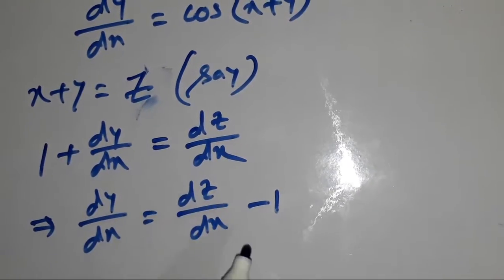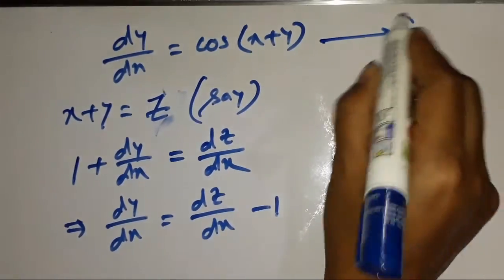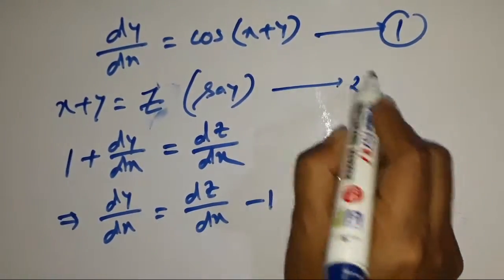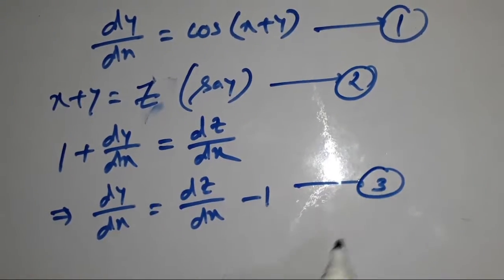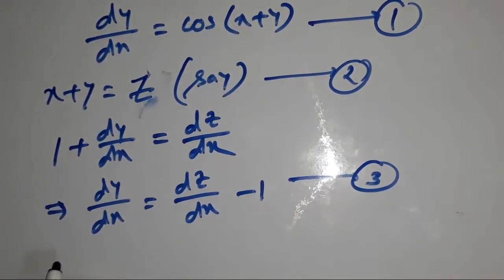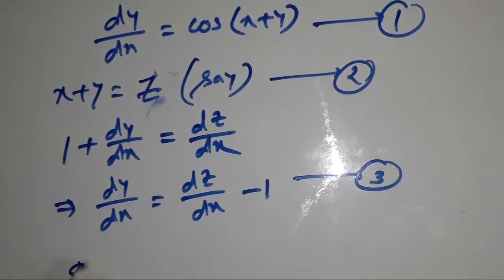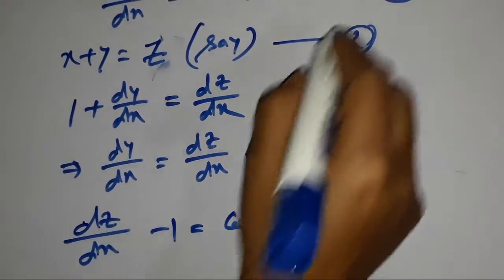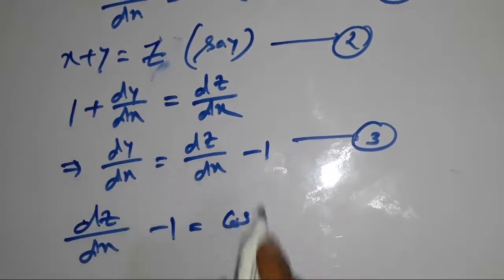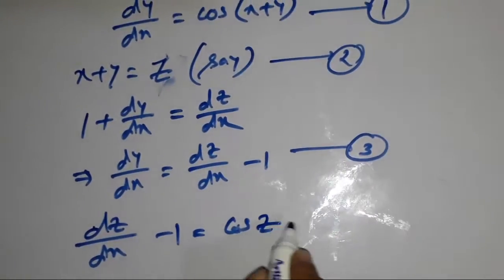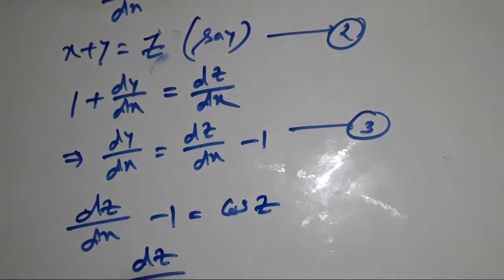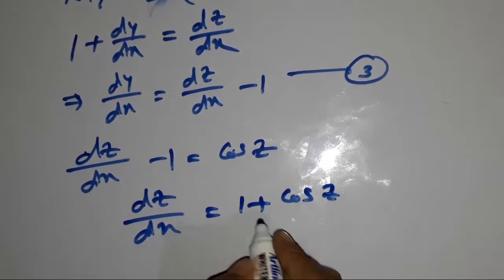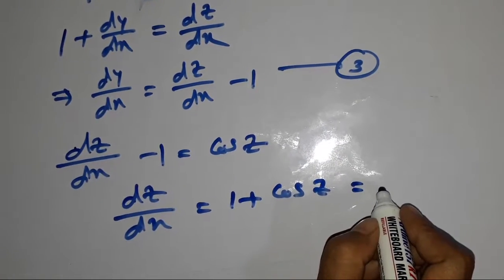So from equations 1, 2 and 3, we can get dy/dx replaced by dz/dx - 1 = cos(x + y), and since x + y = z, this is cos z. Now dz/dx = 1 + cos z. Clear? 1 + cos z equals how much?